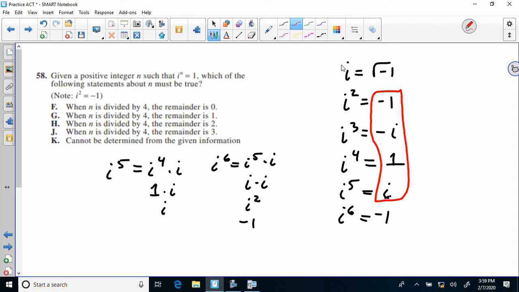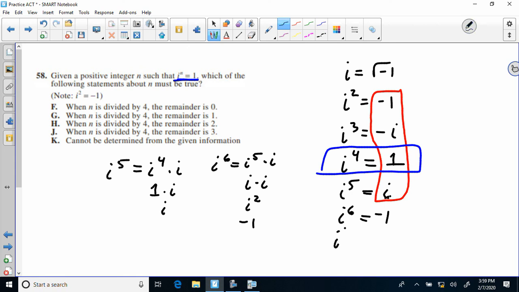Doesn't matter how far you go, i to the 112th, it's still going to have that same pattern all the way through. So the question was, which of the following statements about n must be true if we want i to the n to equal 1? So we want our i to what power is equal to 1, a +1. And the only place we've done it is right here, right? But we could keep going.